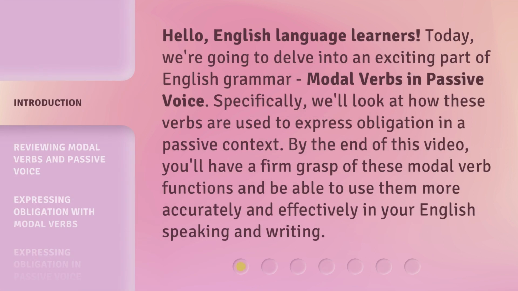Hello, English language learners. Today, we're going to delve into an exciting part of English grammar, modal verbs in passive voice. Specifically, we'll look at how these verbs are used to express obligation in a passive context. By the end of this video, you'll have a firm grasp of these modal verb functions and be able to use them more accurately and effectively in your English speaking and writing.